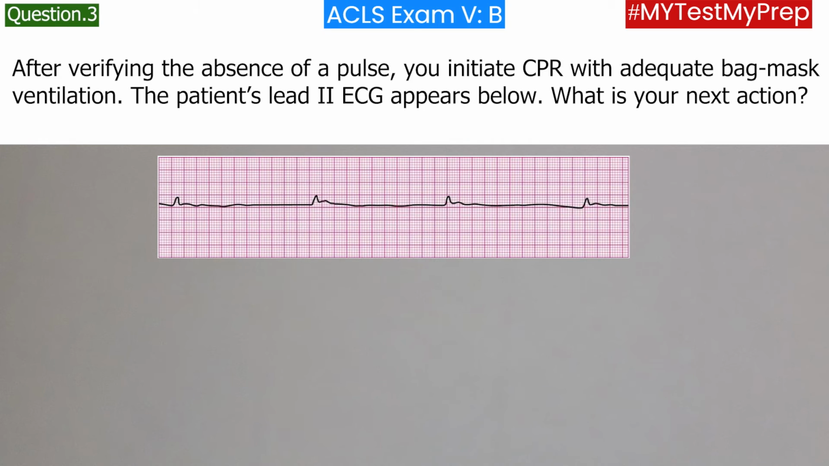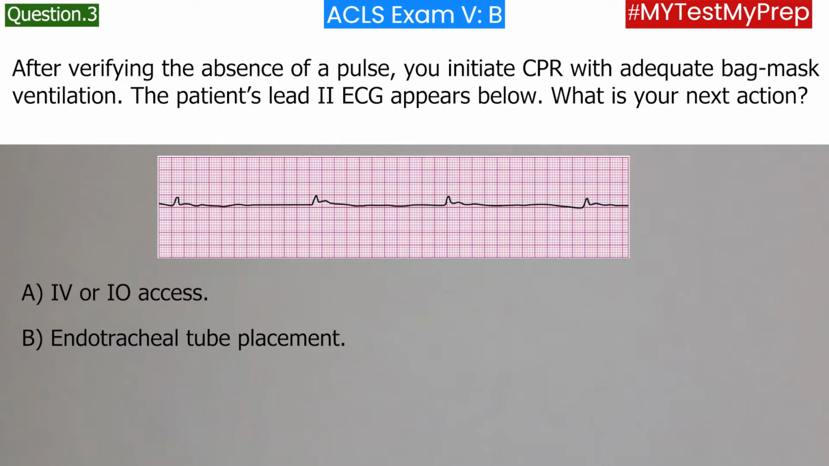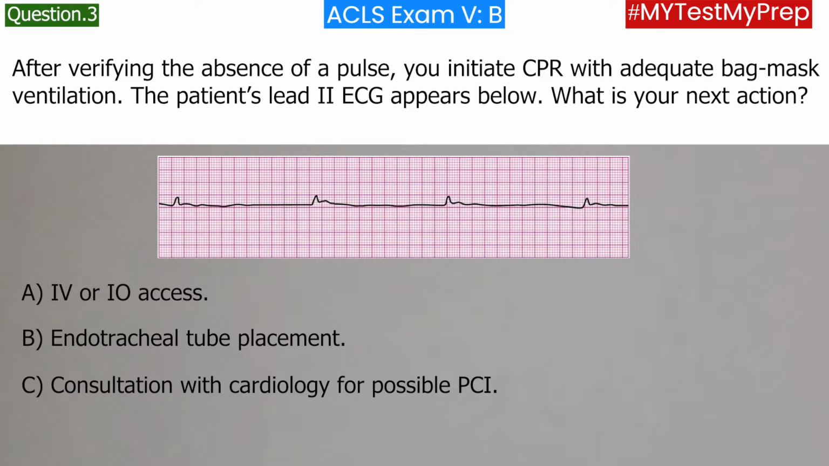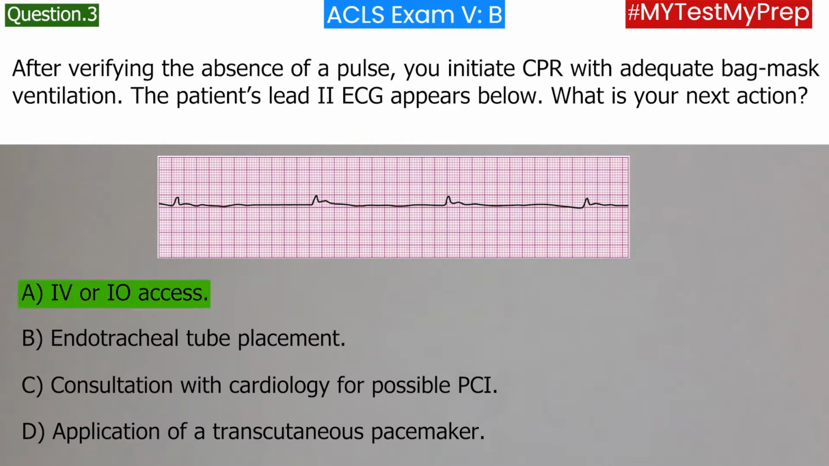After verifying the absence of a pulse, you initiate CPR with adequate bag mask ventilation. The patient's lead 2 ECG appears below. What is your next action? A. IV or IO access. B. Endotracheal tube placement. C. Consultation with cardiology for possible PCI. D. Application of a transcutaneous pacemaker. Answer: A. IV or IO access.